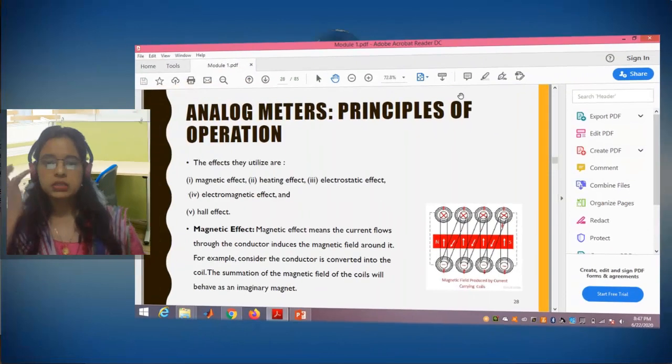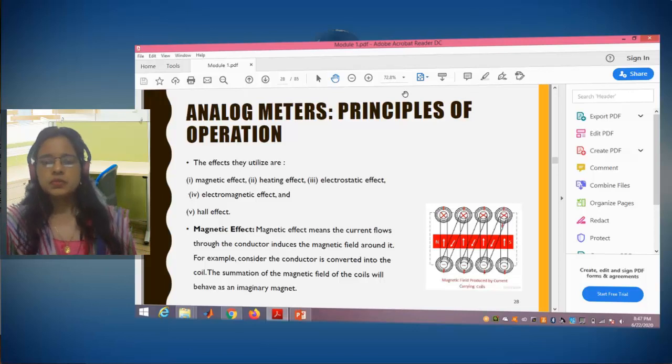In the last video, I discussed many important factors for measurement and instrumentation, like the various forces which drive the instruments, and the statistical analysis. Then I discussed different types of analog instruments. One thing which was left was principles of operation, which I told you I'll discuss in the next video, so I'm discussing it now.